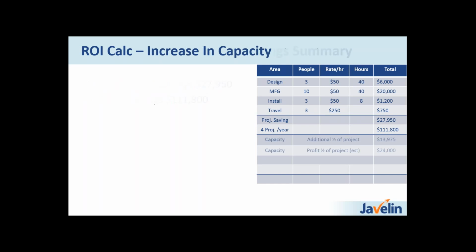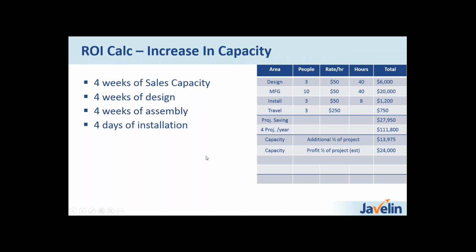What we haven't looked at yet is an increase in capacity. So we've taken 2 weeks out of every project. That's going to leave us, over 4 projects, an extra 8 weeks in the year. So we can potentially do an additional half of a project, which adds about another $14,000 through there. So we've got a cost savings of half a project as well.